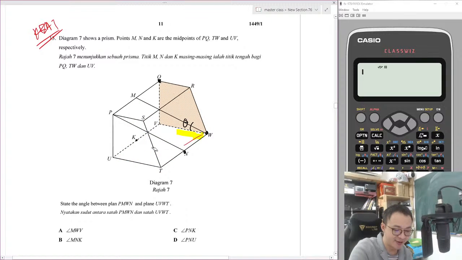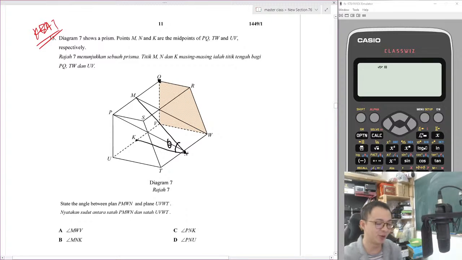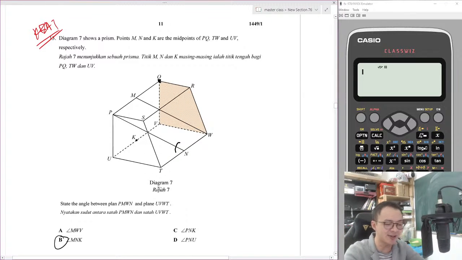Alright, it's a bit messy. Let me draw again. So it'll be M, N, and K. So basically this is the angle we're trying to find, which is MNK. So the answer will be B. Okay, sometimes it's a bit hard to see for this question.